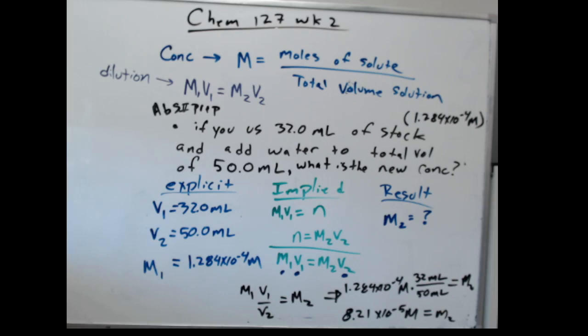And the 8.21 times 10 to the negative 5, that's in molarity. Right, so since we were in units of molarity, it stays in units of molarity. Oh yeah, you can check if we're right. Did we get it right?